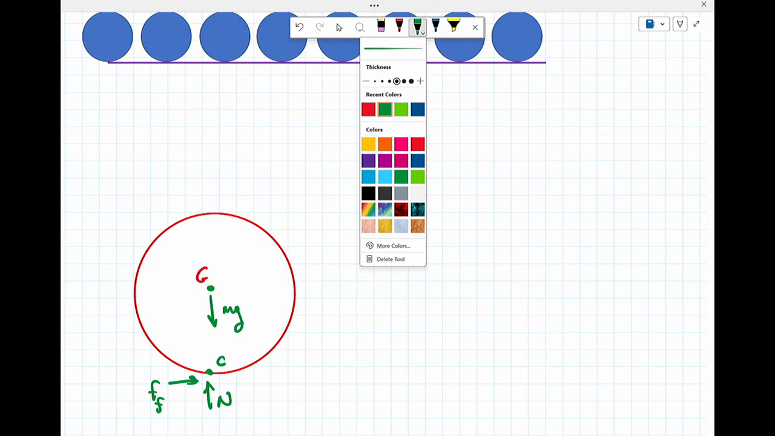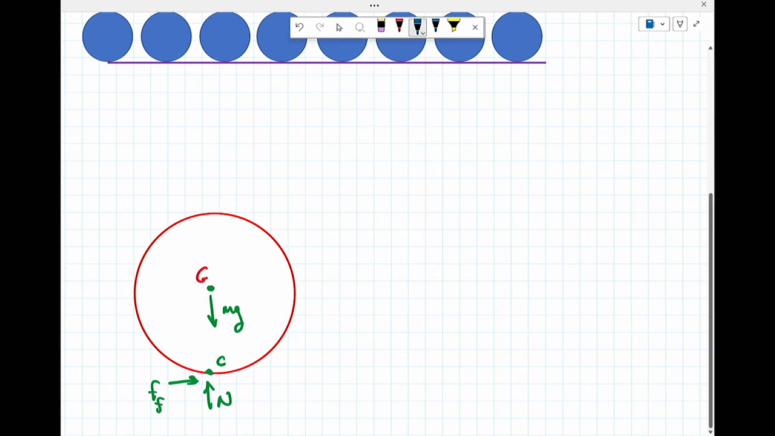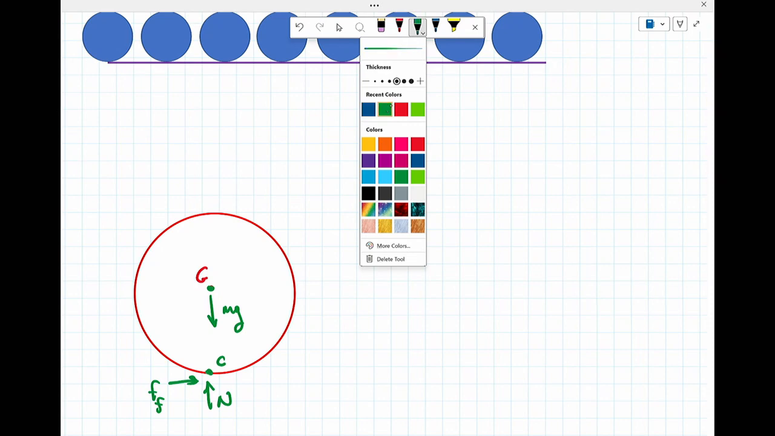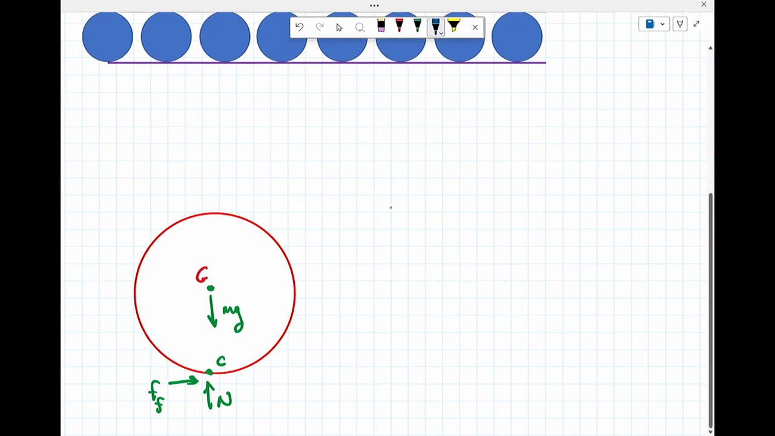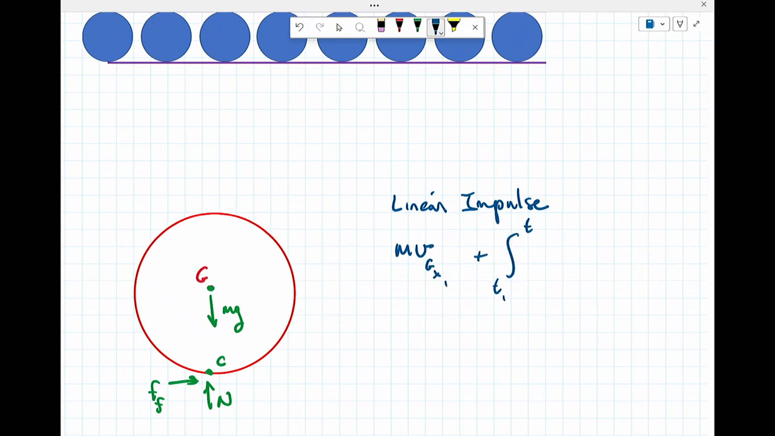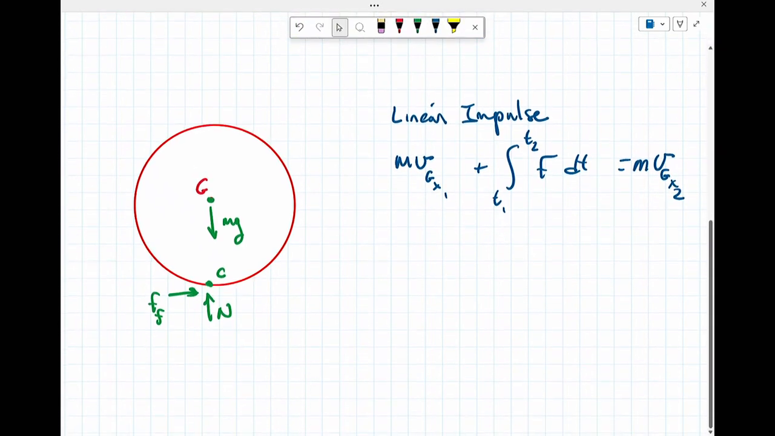All right. So my linear impulse is where I start. And I can say m v_Gx1 plus the integral from t1 to t2 of F dt is equal to m v_Gx2.